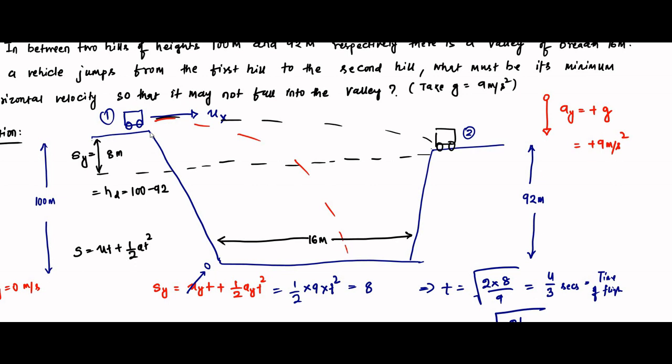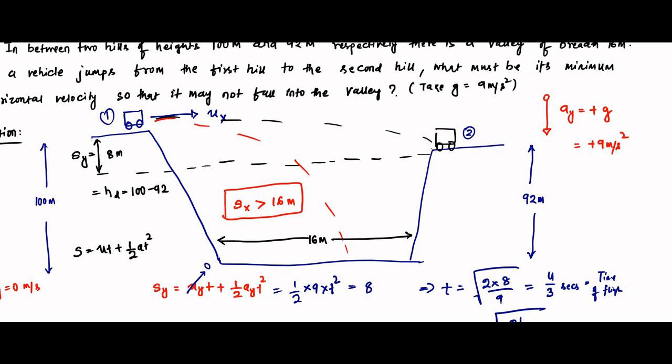So for the vehicle to safely cross the valley and land on the second hill, the net horizontal displacement, or the net displacement along the x-axis, should be greater than the valley breadth, that is 16 meter. It should exceed that. If it is less than that, then it will fall off into the valley. If it is greater than the valley breadth, it means it will land on the next hill safely. So this is the condition: the net horizontal displacement should be greater than the valley breadth, that is 16 meter.